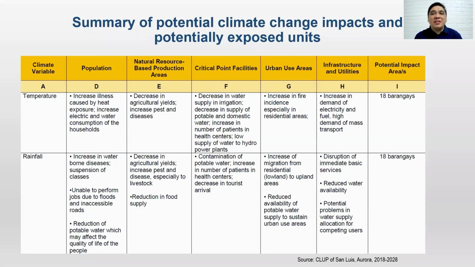After completing and refining the climate change impact chain diagrams, you may summarize them in a matrix like the one on screen. Here we can see the effect of each climate variable on each exposure element, namely population, natural resource-based production areas, critical point facilities, urban use areas, and infrastructure and utilities, otherwise known as the lifeline utilities. We also included in the last column the potential impact areas, or how many barangays are affected. This sums up step number 2.